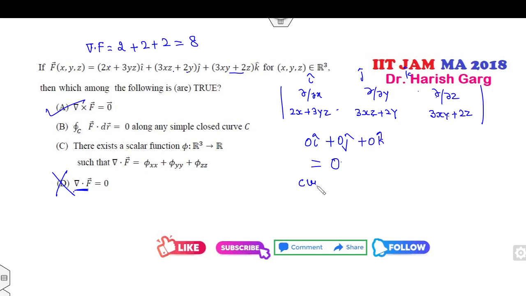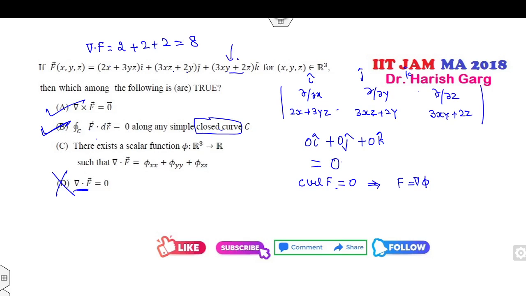And clearly, if the curl of f is 0, then you can write f as the gradient of a scalar function. Fine. So if the curl of f is 0, then the integral is independent of the path, so it is 0 over a simple closed curve. Remember, the closed curve must be there. It is closed and continuous, that's why it's 0.